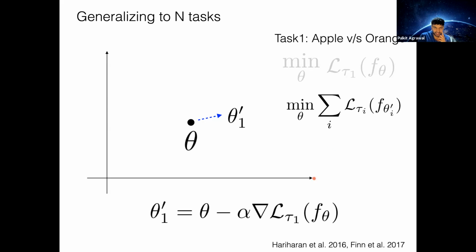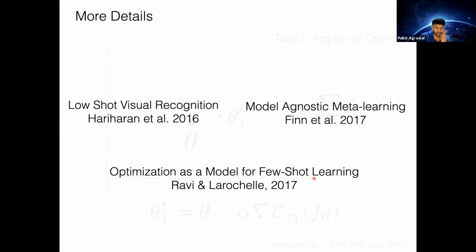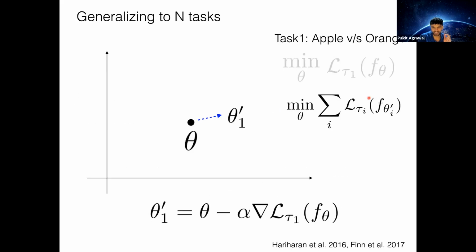So this is the idea behind a bunch of meta learning work which came along. There is low shot visual recognition, there is optimization as a model for few shot learning, and also model agnostic meta learning. All these techniques, at some level, are based on this fundamental idea that we can choose a good initialization, a good pre-training, so that fine-tuning becomes much easier.